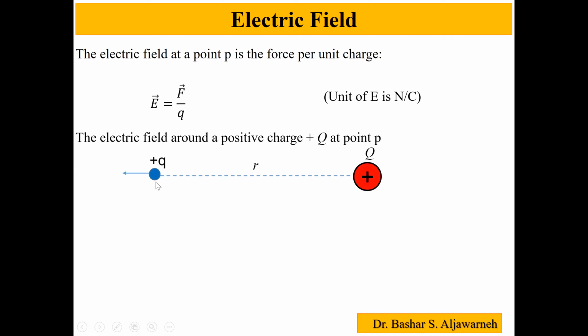Now, to calculate the electric field, all you have to do is the following. Go to the point around which you are going to calculate the electric field, and assume that you have one, or positive 1, Coulomb. Then do the same procedure that you have done in the electric force.